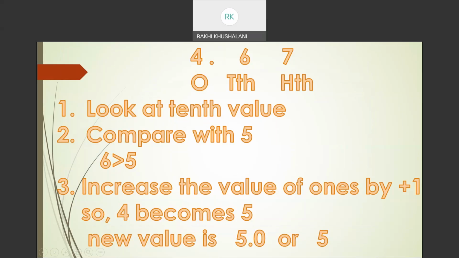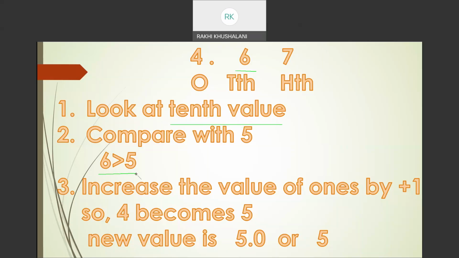Now, if I want to round off 4.67, firstly, you should remember its place values. 7 is at hundredths place, 6 is at tenths place, and 4 is at ones place, not zero. Now, to round off a decimal number, look at the tenths value. Please look at my steps carefully. Look at the tenths value. Now, the tenths value is what? 6.